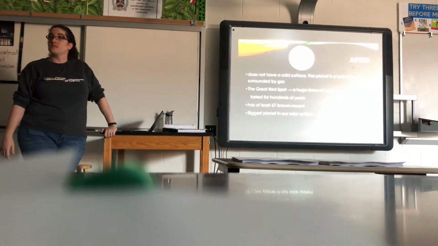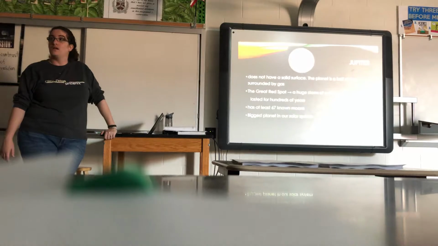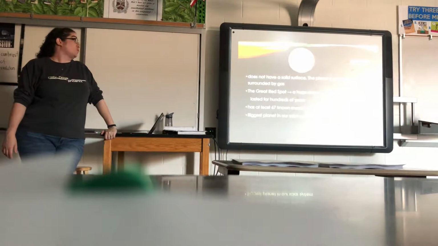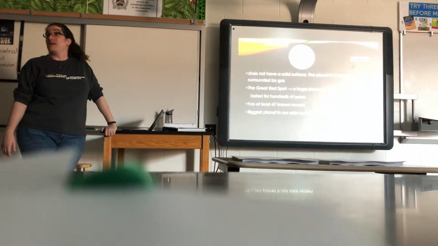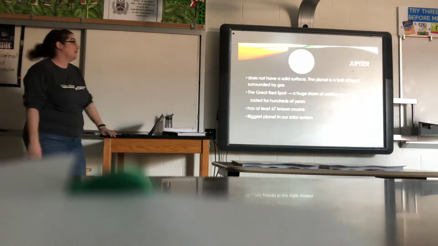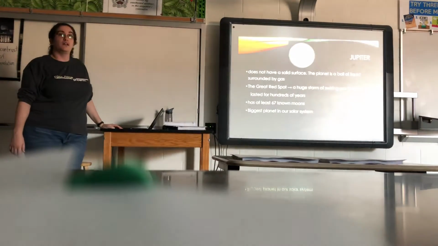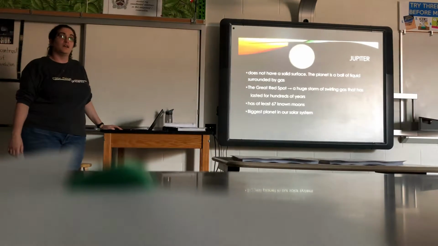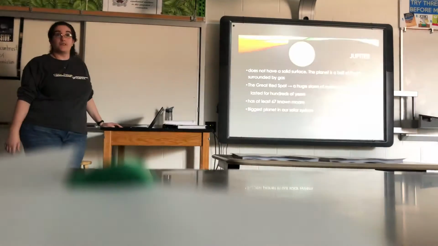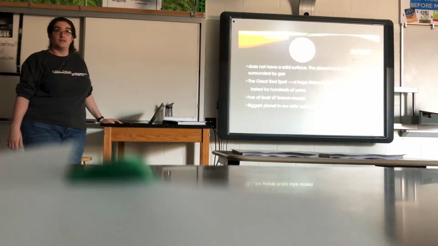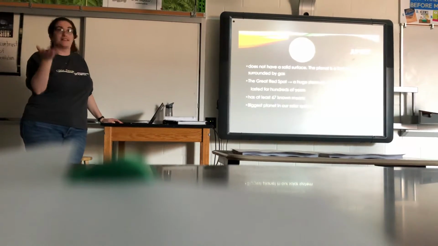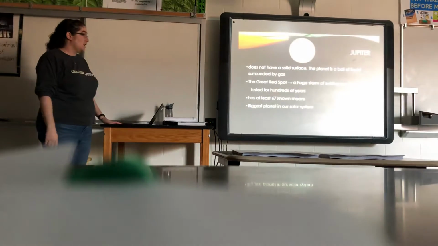Yeah? Is there like an estimate for how fast the winds are in the Great Red Spot? I am sure that there is, but I don't know it off the top of my head, and I can certainly find out for you. But yeah, yes? What if a planet tried to form an asteroid belt, but it got pulled in by Jupiter and became one of its moons? That's totally a reasonable thing that could have happened. Absolutely, that's a thing that could have happened, for sure.